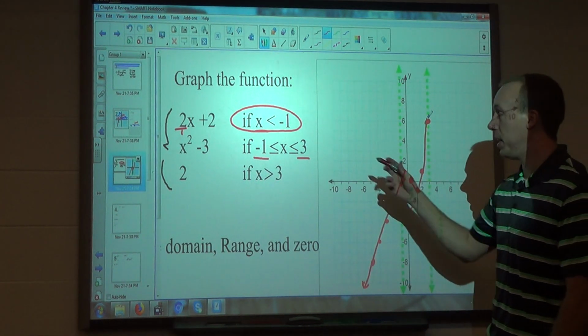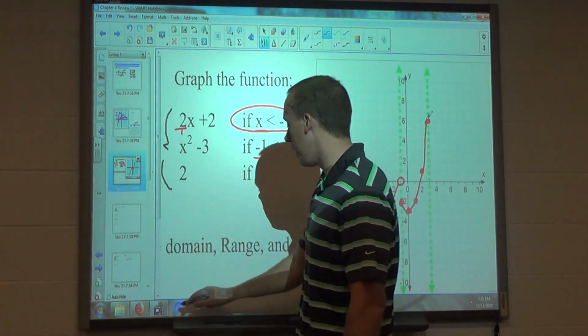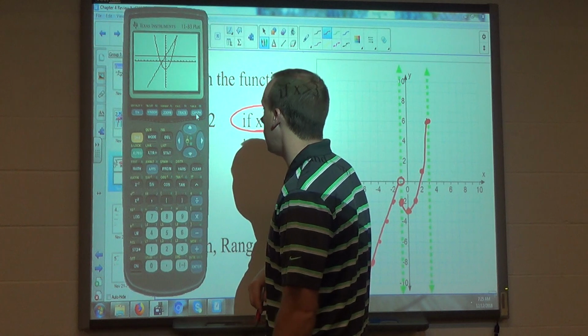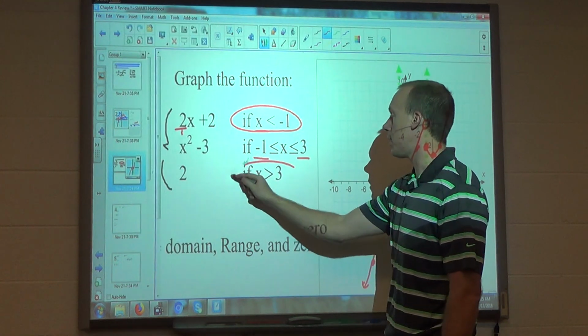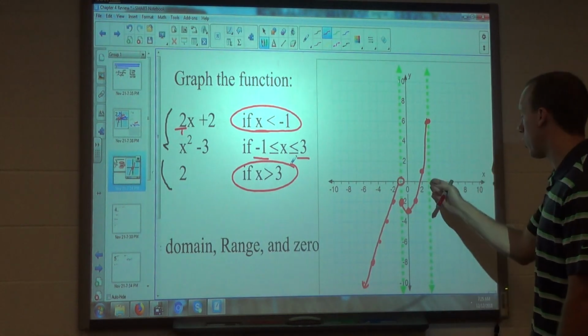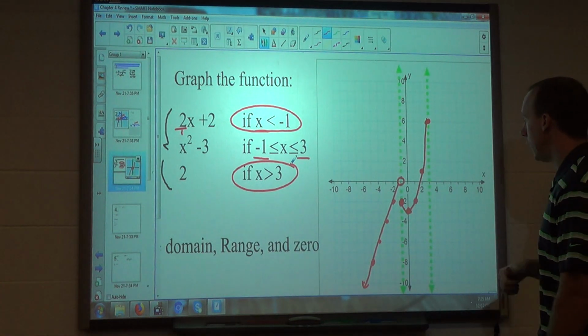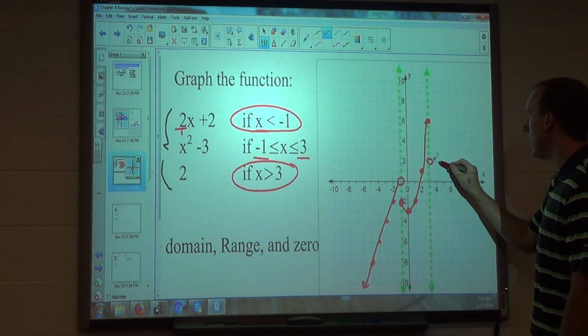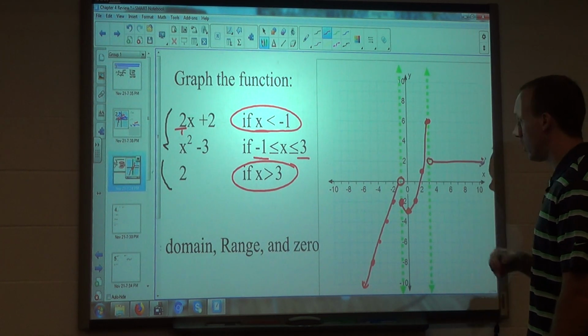Okay, so I've got 2 of the pieces done, I've got 1 more piece. And the nice thing about that last one, if you go back to the graph, is it's just a straight line at 2. Okay, well where does that start? It starts anywhere where x is greater than 3. So if you go to 3, anything to the right of 3 is where that line is, and it's an open dot. So we'd have an open dot here at 2, and then the line would go on forever, like that.